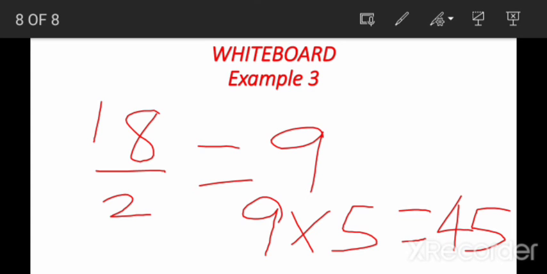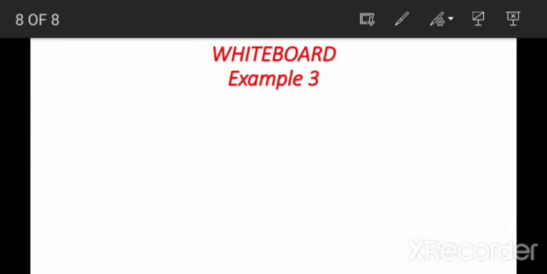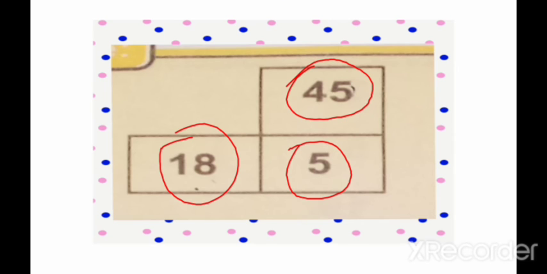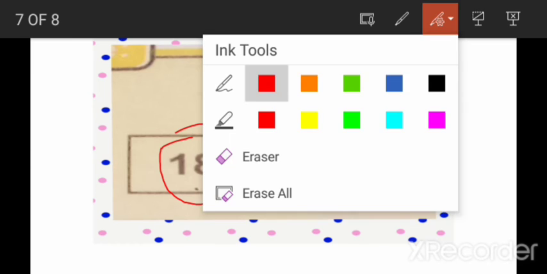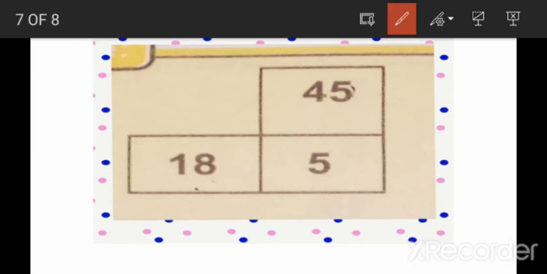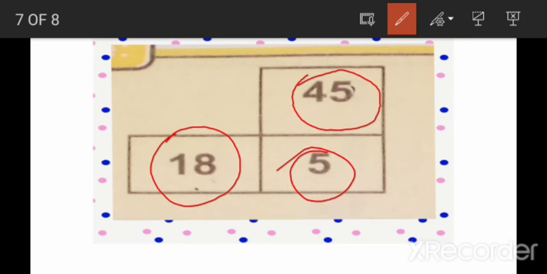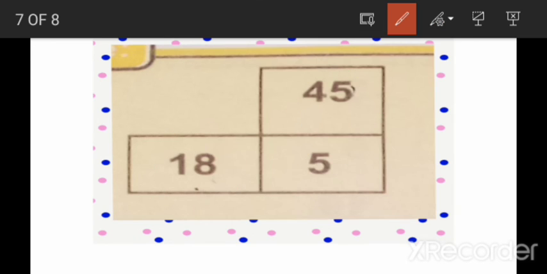Now, assuming 18 was not given to us, how do we get our 18? What we simply do is to divide 45 by 5. Dividing 45 by 5 will give us 9. Then 9 times the imaginary 2 will give us 18. Now, let's go to the chalkboard for explanation.